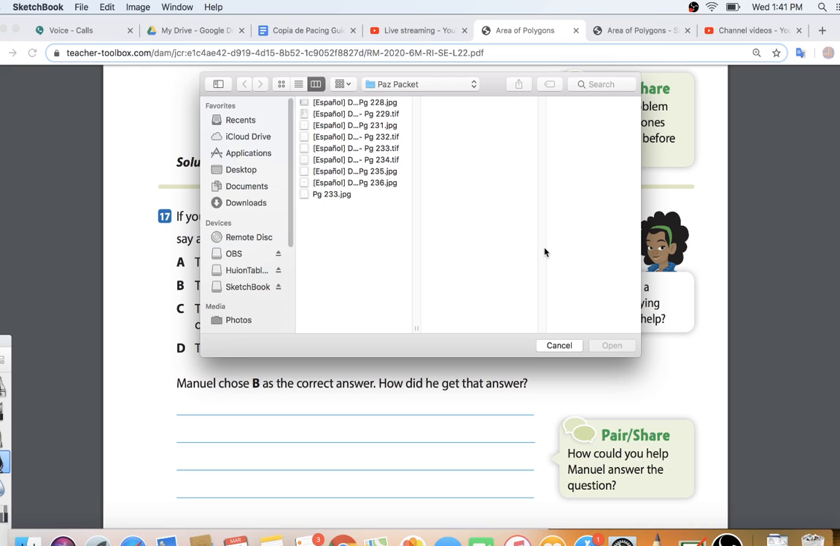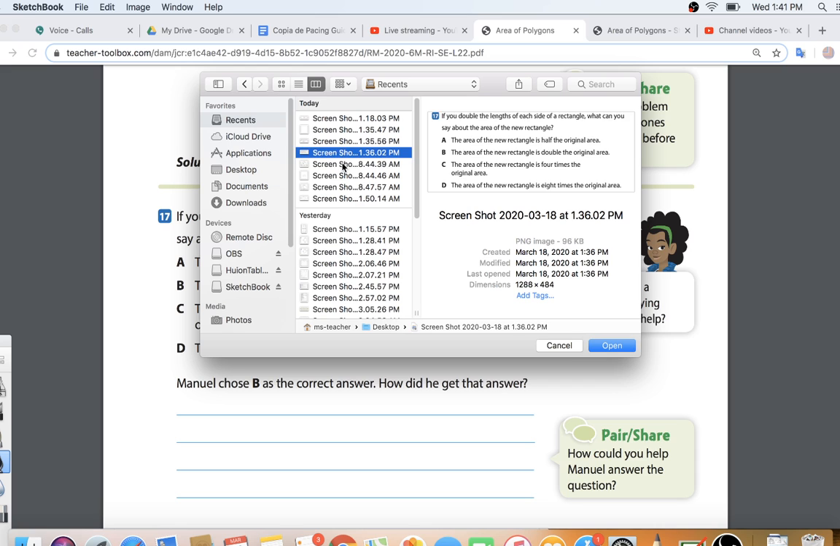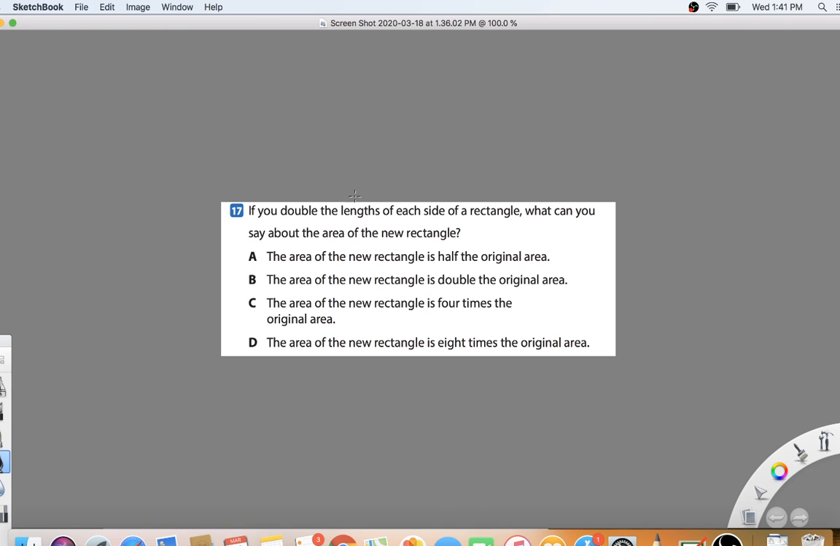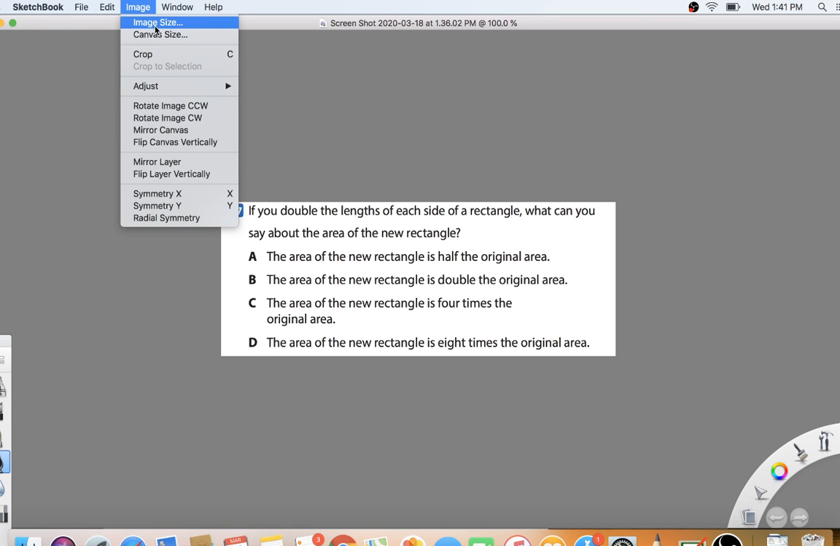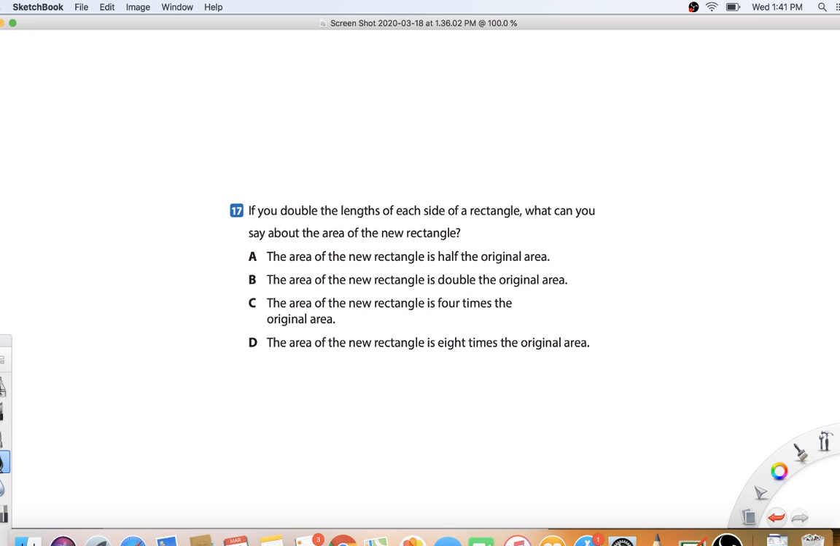So let's actually go and do some of this work. Let's see. Here we go. All right, cool. I don't have to make it bigger. Nice. All right, here we go. So it says if you double the length of each side of a rectangle.